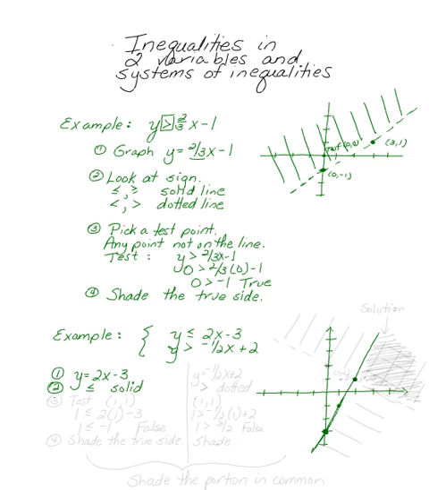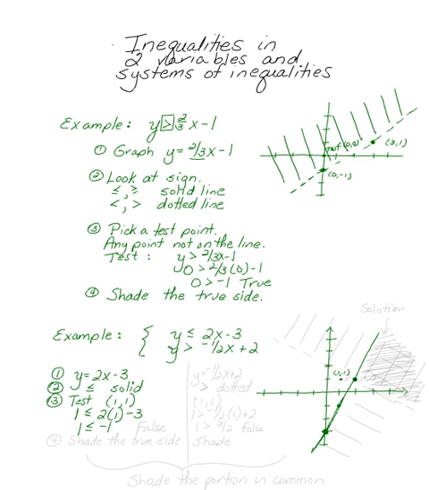Now, the third step is we want to decide which side we're going to shade. So we're going to pick a test point. And again, it can be any point that's not on that line. So let's test the point, say 1, 1 this time maybe. Doesn't really matter as long as it's not on the line. So here's my test point at 1, 1. And let's go ahead and put that in our inequality. So we're going to get 1 is less than or equal to 2 times 1 minus 3, or 1 is less than or equal to negative 1.